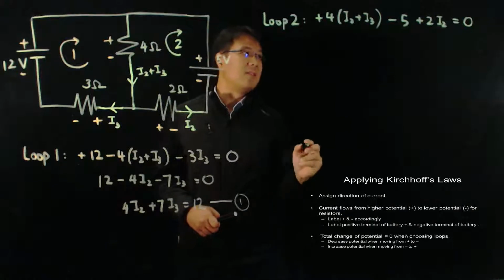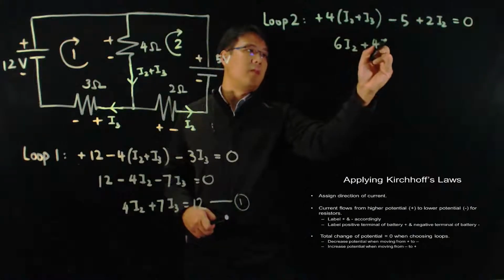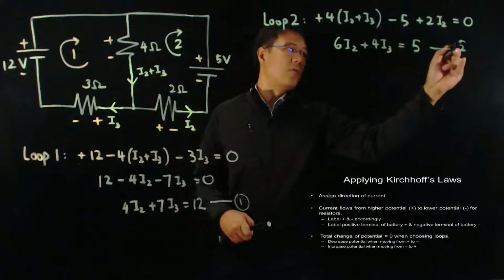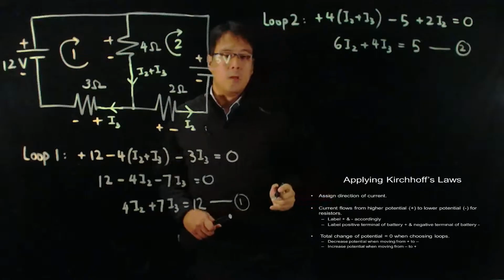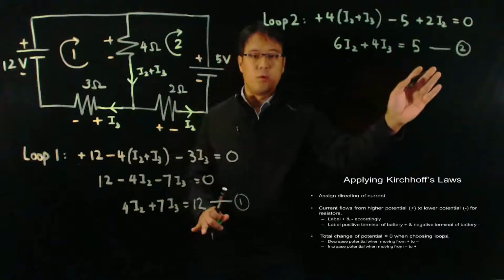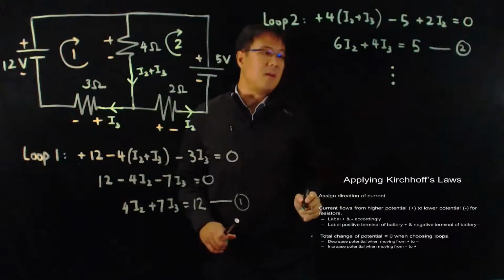So we can simplify this expression: 6I2 plus 4I3, bring the 5 over, equals 5. We have our second equation over here. Now we have two unknowns, I2 and I3. We have two equations. We can solve them simultaneously. I won't go through the details here.